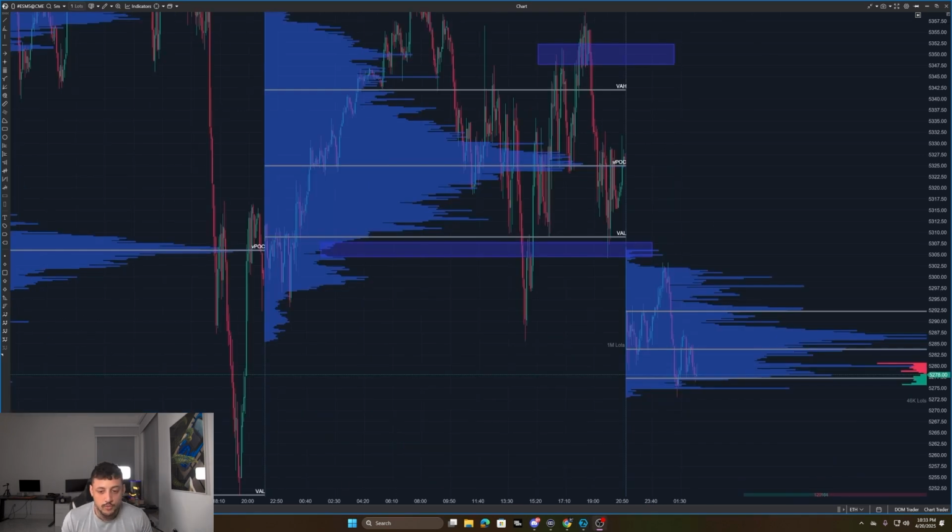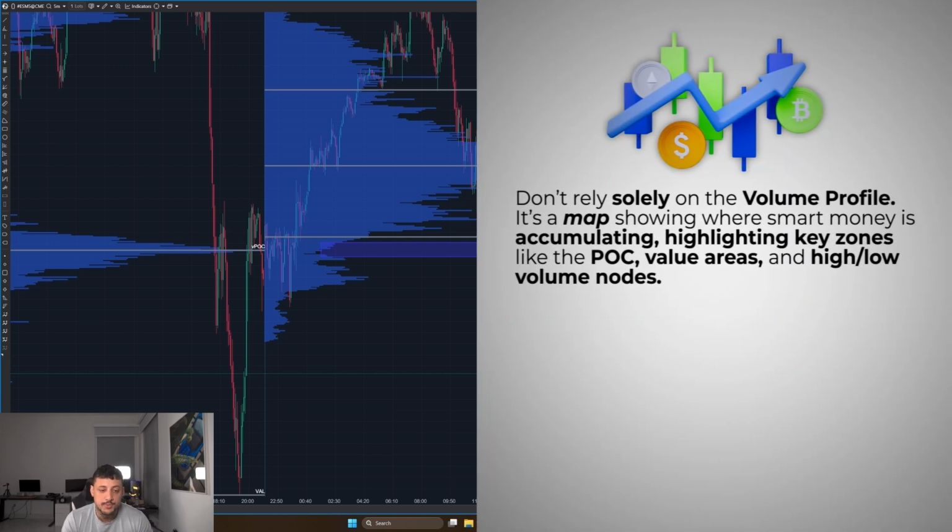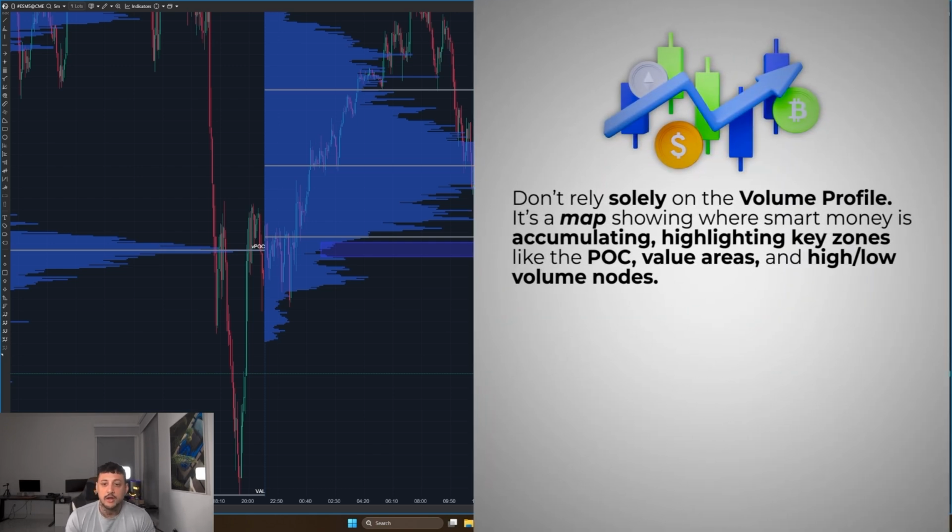The last thing that I also wanted to wrap up and touch on with you guys is that you can't necessarily rely 100% on volume profile. Again, volume profile is basically showing us the map as to where the more important traders and the smart money traders are actually getting into the markets, accumulating their positions, showing us where the point of control of the day actually is, the value areas as well, showing us the high volume nodes and the low volume nodes, so we know what type of trade setups we should be looking for.